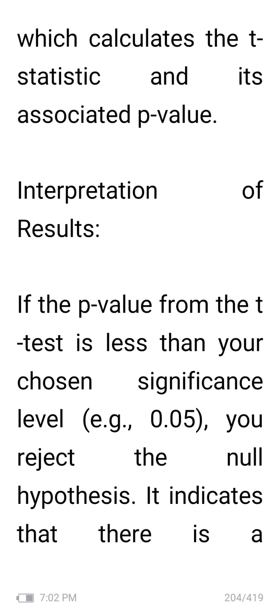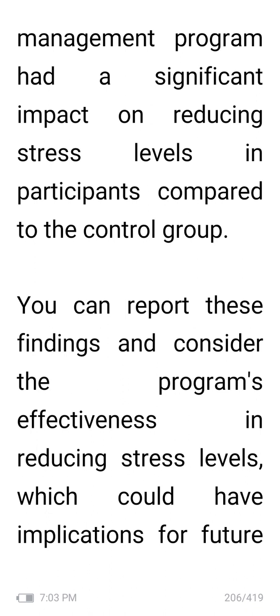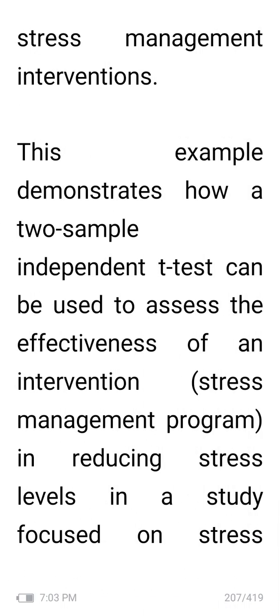Interpretation of results. If the p-value from the t-test is less than your chosen significance level, you reject the null hypothesis. This indicates that there is a statistically significant difference in mean stress levels between the intervention and control groups after the program. If you find that the p-value is less than 0.05, you can conclude that the stress management program had a significant impact on reducing stress levels in participants compared to the control group. You can report these findings and consider the program's effectiveness in reducing stress levels, which could have implications for future stress management interventions.